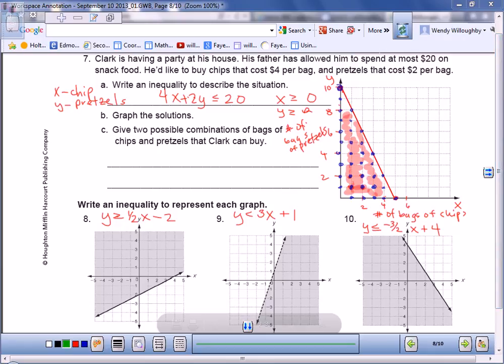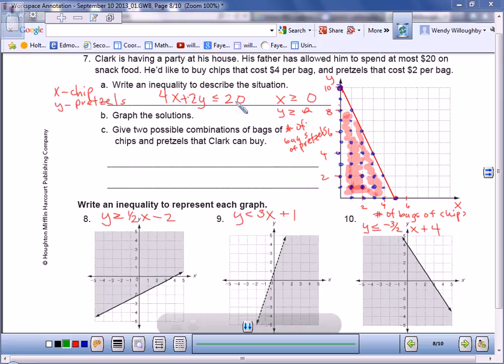It says Clark is having a party at his house. His father has allowed him to spend at most $20 on snack food. He'd like to buy chips at a cost of $4 a bag and pretzels at a cost of $2 a bag. Write an inequality to describe the situation. So, did you define your variables? Yes. X is chips, Y is pretzels for me. So, 4x plus 2y is less than or equal to 20.